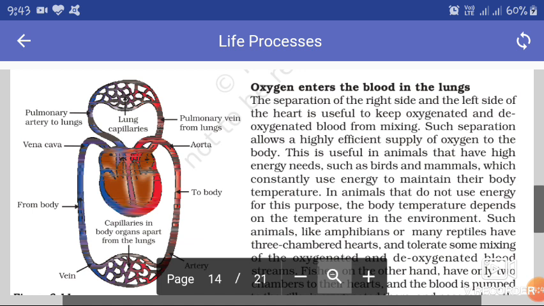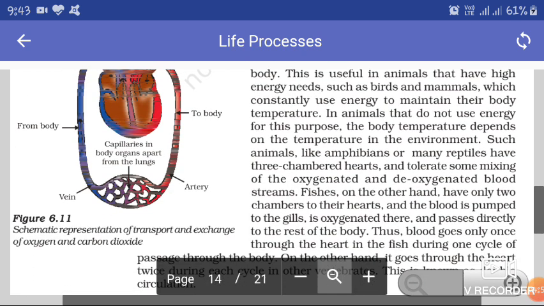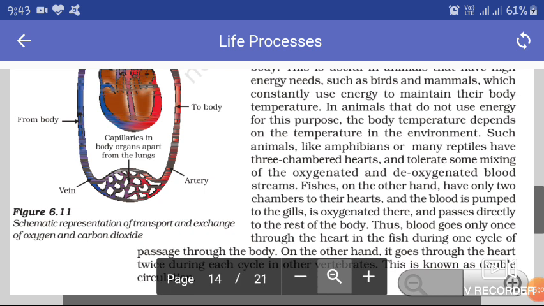Such animals, like amphibians or many reptiles, have a three-chambered heart and tolerate some mixing of the oxygenated and deoxygenated blood streams. Fishes, on the other hand, have a two-chambered heart, and the blood is pumped to the gills, is oxygenated there, and passes directly to the rest of the body. Thus, blood goes only once through the heart.